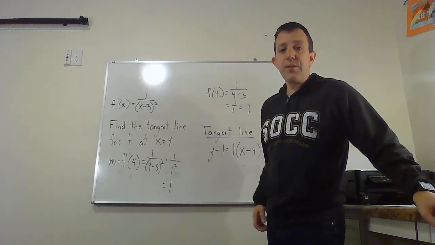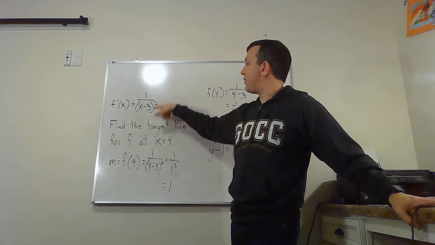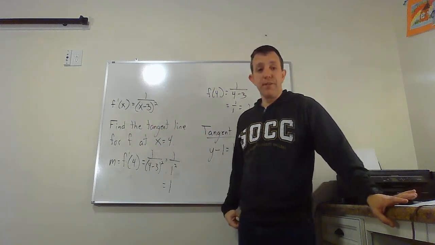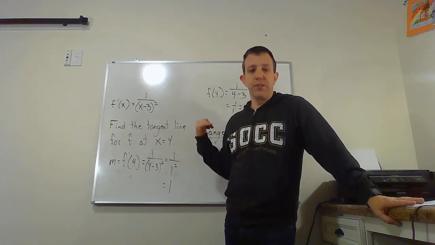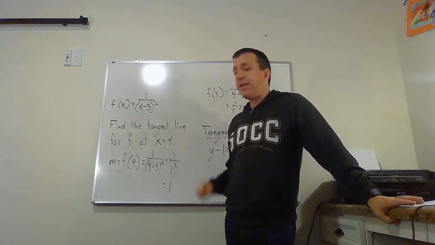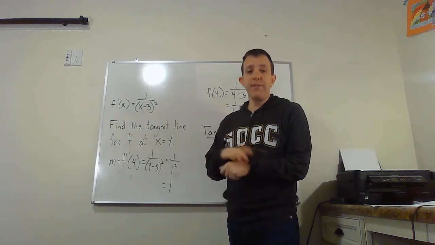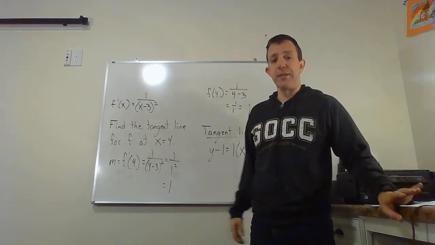All right, so I have my derivative function written down here again. F prime of x is 1 over x minus 3 squared. I just want to find the tangent line for my original function, which was 1 over x minus 3, which I should have written on the board, at x equals 4. So now we're just going to take advantage of this derivative that we just found to find first the slope and then the equation of the tangent line.